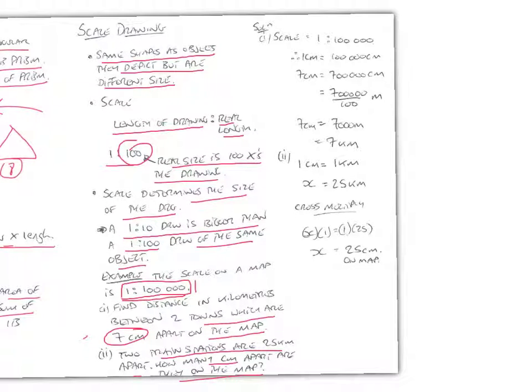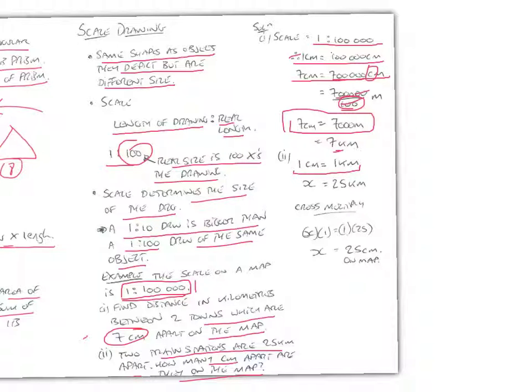Okay, so the solution is, the scale is 1:100,000, 1 centimetre is to 100,000 centimetres. So 7 centimetres must be equal to 700,000 centimetres. That's multiplying both sides by 7. So that's the same as 700,000 centimetres divided by 100 to get metres. So they'll cancel the two zeros, and you get 7 centimetres is equal to 7,000 metres, which of course is 7 kilometres.